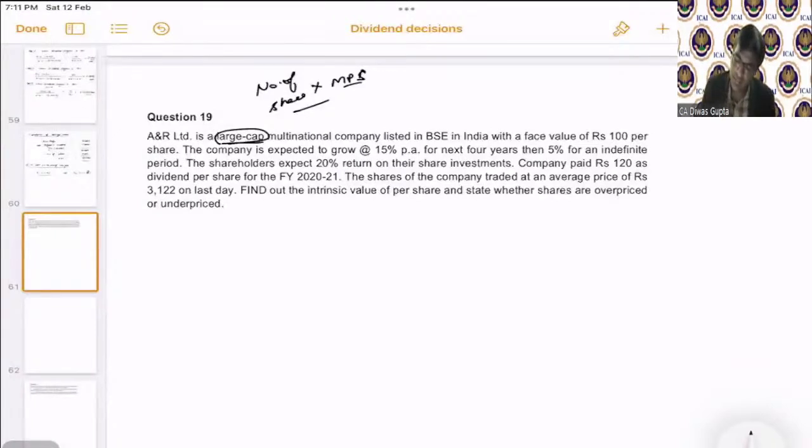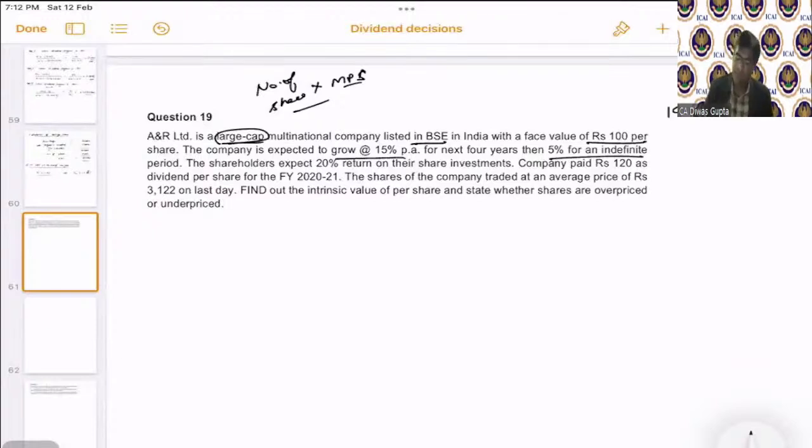Okay, so this is a large cap multinational company listed in BSE, Bombay Stock Exchange, in India with a face value of rupees 100 per share. So they are listed, but they have given us the face value of 100 per share. The company is expected to grow at 15% per annum for the next 4 years, and then 5% for an indefinite period.